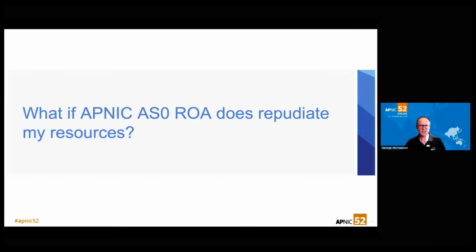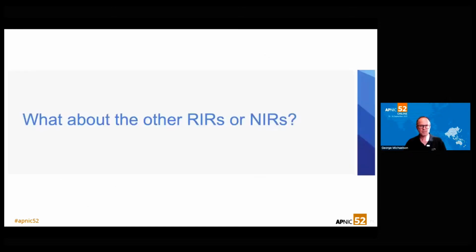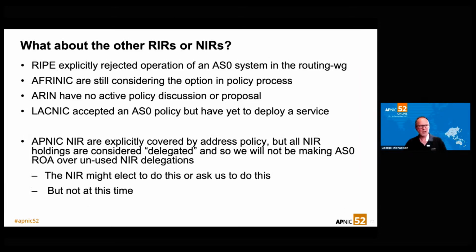We have no intention of converting the system to sign over validly delegated resources. What if it did accidentally repudiate your resources? Well, the risk analysis here is quite simple. If we accidentally repudiate resources you hold, you can use RPKI to turn these things back on. But additionally, we have a 24-hour knock that you could contact and get us to update this service immediately. Other RIRs, well, there's been some conversation, but no one else is running service at this stage. That may yet come later, but that hasn't been determined.